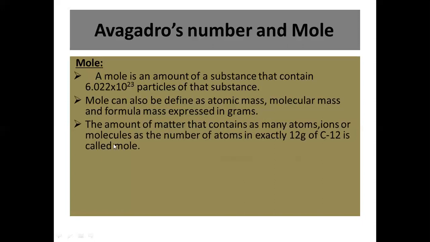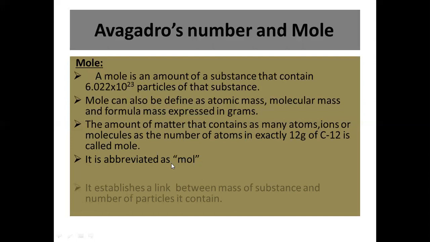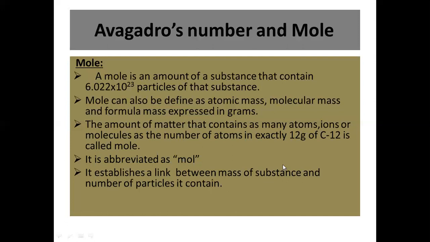Another definition of mole is the amount of matter that contains as many atoms, ions, or molecules as the number of atoms present in 12 grams of carbon 12. 12 grams of carbon is equal to 1 mole because it contains Avogadro's number of particles. It is abbreviated as mol. Mole forms a link between the mass of a substance and particles. As I told, 12 gram means it contains Avogadro's number of particles. So it means mass and number of particles have a relationship.